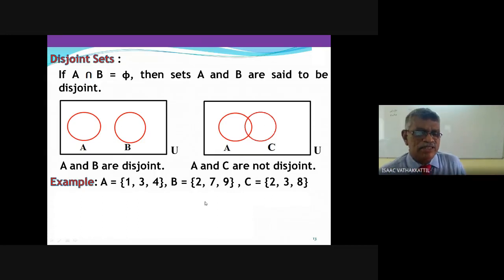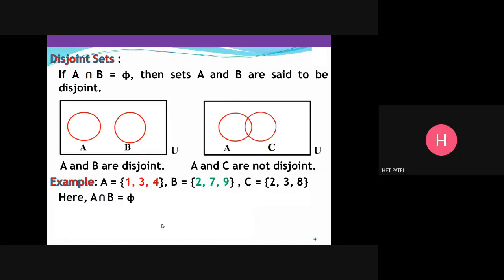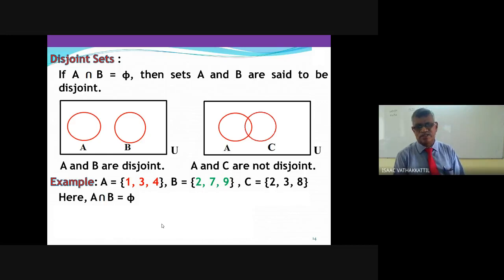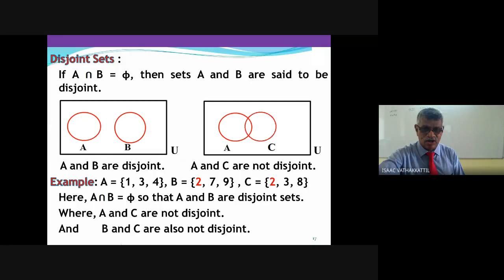Can you tell me whether sets A and B are disjoint? Yes, A intersection B is a null set. So A and B are disjoint sets. What about A and C? There is a common element 3. They are not disjoint. B and C: 2 is a common element. B and C are also not disjoint. So you know what a disjoint set is.